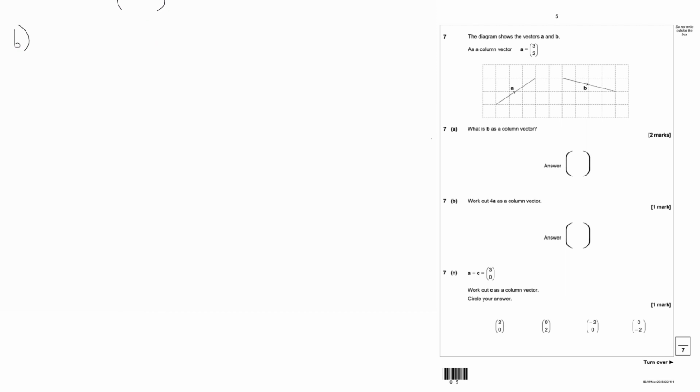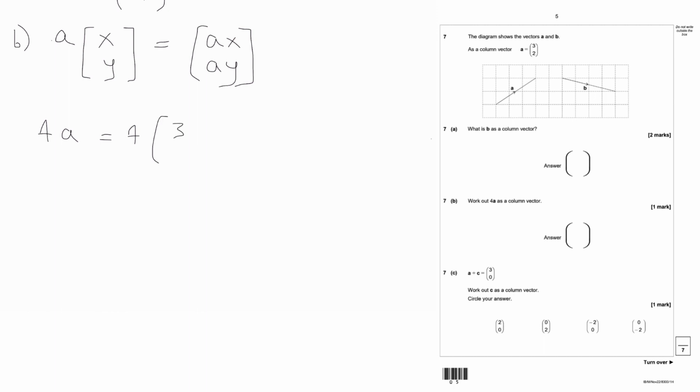So for part B of this question, we're asked to work out what the column vector for 4A is going to be. So a reminder, if we multiply a value, in this case I'm going to call it A, by a column vector with values x and y, the corresponding column vector is going to be A times each element in that column vector. So in this case it would be A times x, A times y. So if we want to take 4A, we'll do 4 times the column vector 3, 2. So we multiply each value in the column vector by 4, and this is 4 times 3 and 4 times 2. So we end up with the column vector of 12, 8.